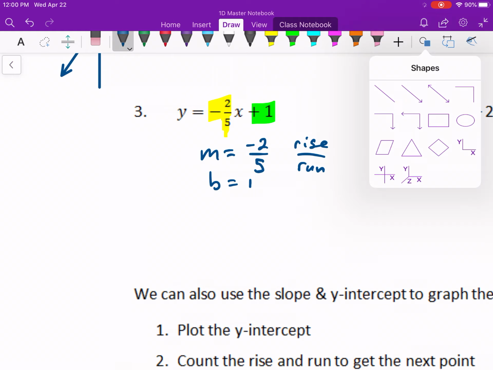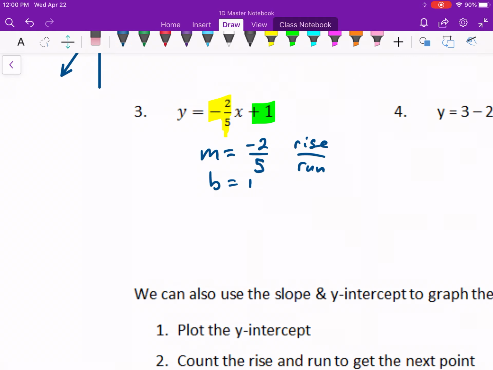Again, I'll just start at the y-intercept of 1. So I always start with the y-intercept. Okay, there we are at 1. But now my slope says I go down 2 from there, and then 5 units to the right. So down 2 from 1 on the y-axis, I go down to -1, go over 5 to the right. I'd have a point somewhere over here. And my graph would look something like that.